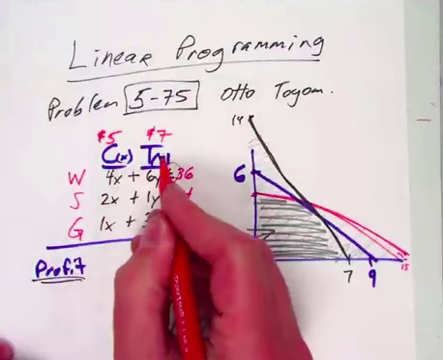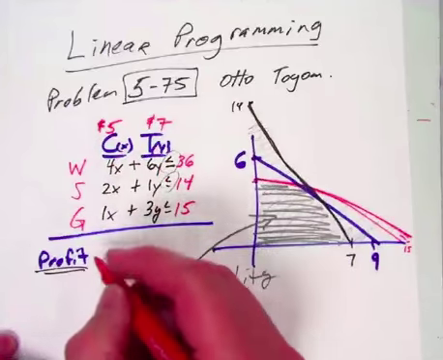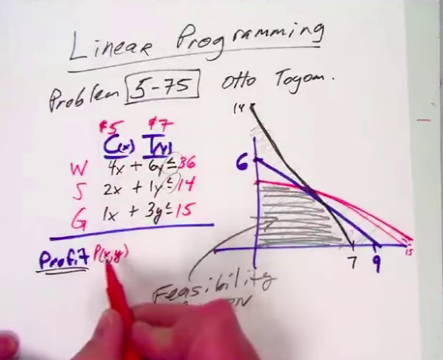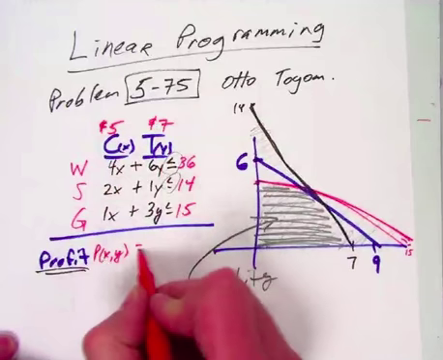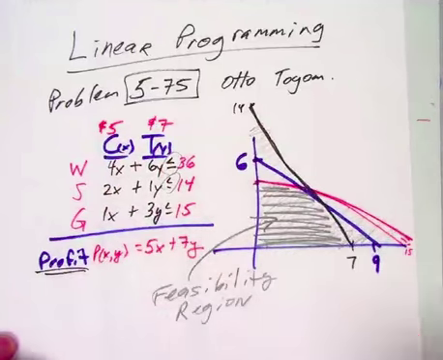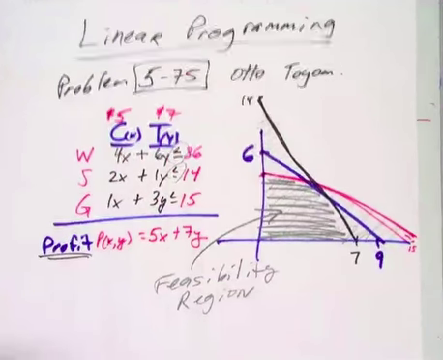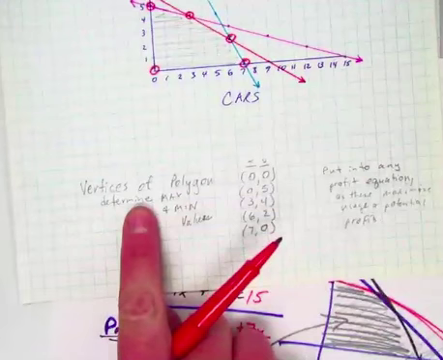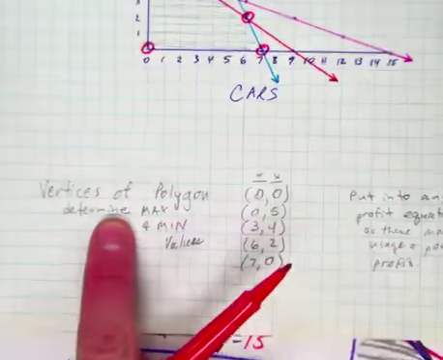If he makes $5 per car and $7 per truck, our profit equation would be P of x comma y, meaning we're going to substitute in an x and a y to calculate our profit, would be 5 times the number of cars plus 7 times the number of trucks. The points that we need to test in our profit equation are the corners, the vertices, to determine the maximum value of the polygon, or for the profit.